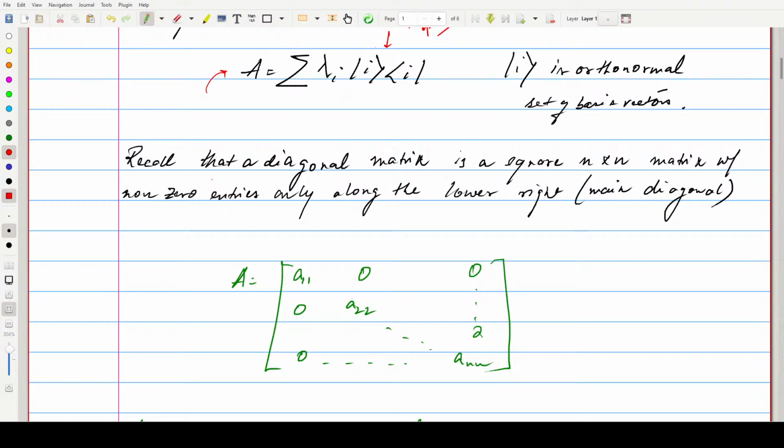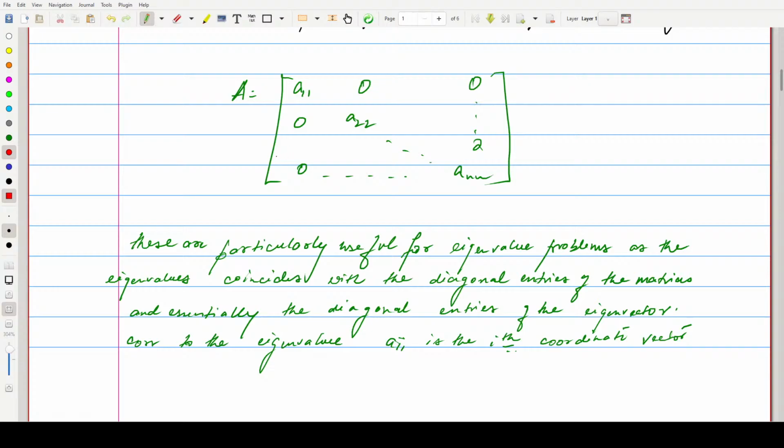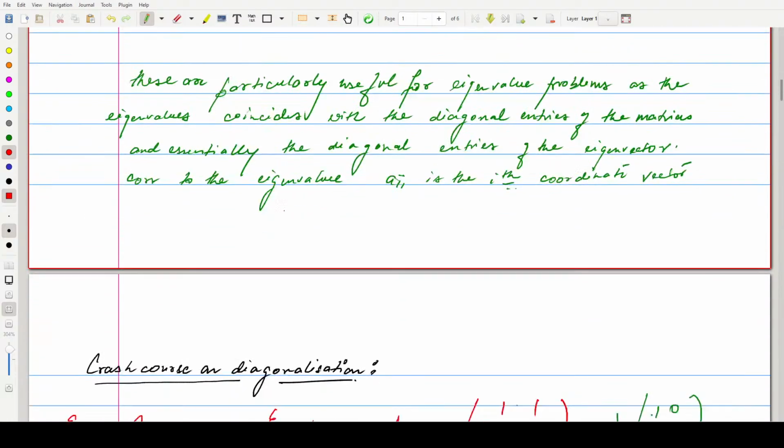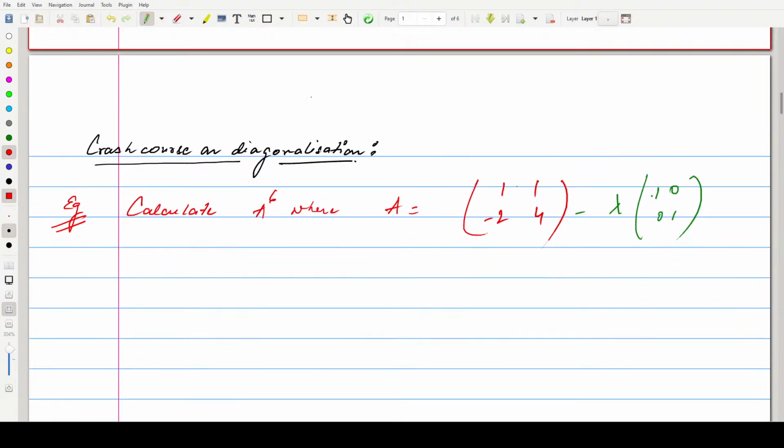So why do we need to diagonalize the matrix? Here you can see that these are particularly useful for eigenvalue problems, as the eigenvalues coincide with the diagonal entries of the matrices, and essentially the diagonal entries correspond to the eigenvalues. So let's look at it a little more deeply. This is a crash course on diagonalization.